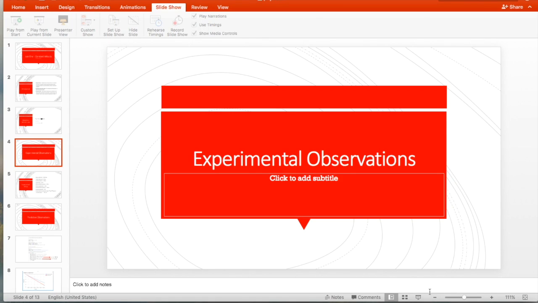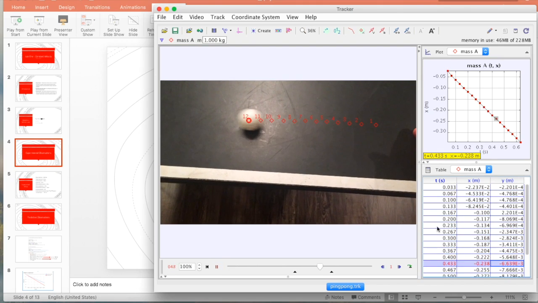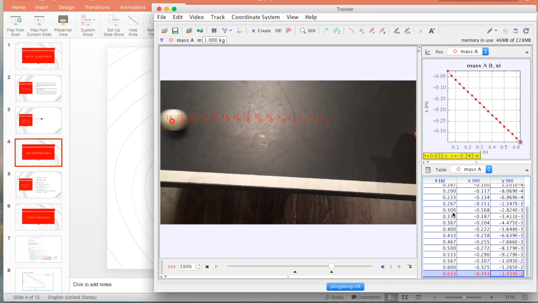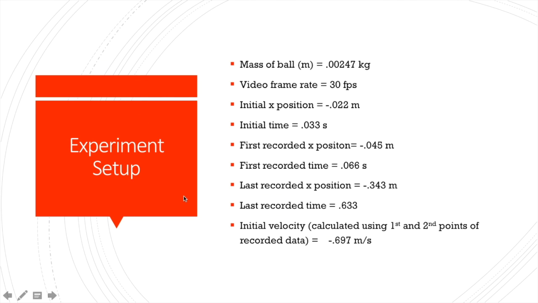Here's my observation of the motion of a ping pong ball at constant velocity using Tracker. The x-axis is positive to the right. Here you can see the points of the ball's x position as a function of time, which are plotted on this graph. Here's the basic data used and found in the observation of my experiment. This video can be paused to take an in-depth look at the particulars of the experiment.